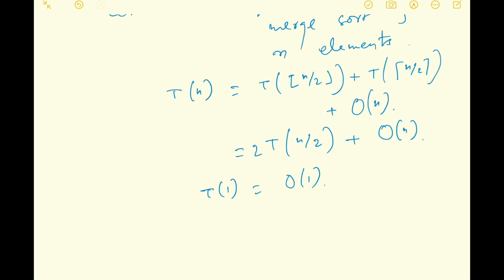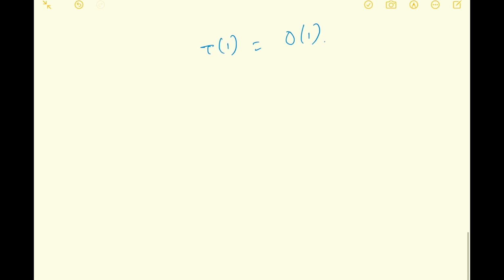So method 1, sometimes the most useful method, is what is called the recursion tree. What is a recursion tree? A recursion tree is a nice way of viewing the computation of a recursive function. It is a rooted tree.